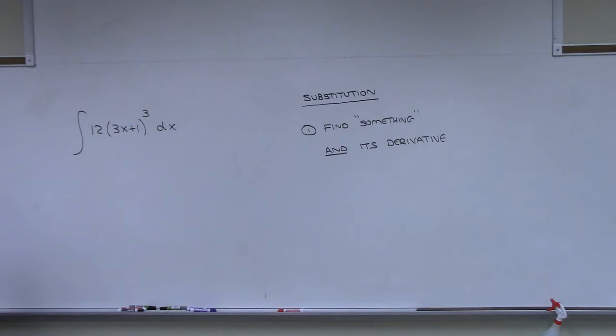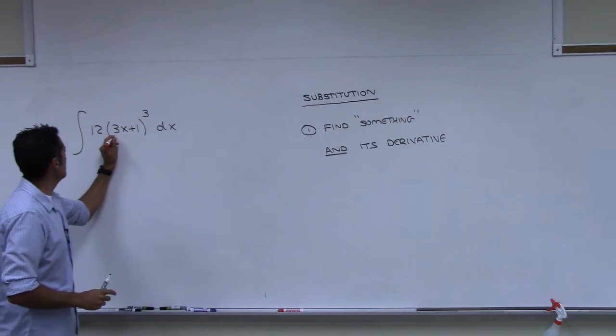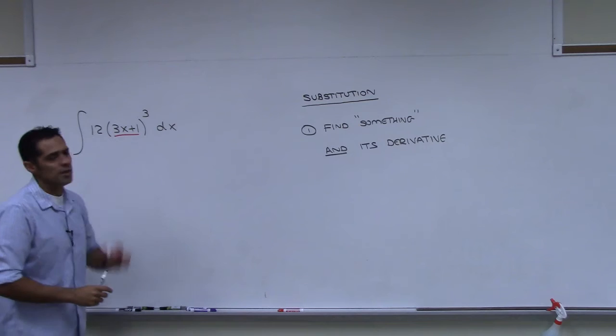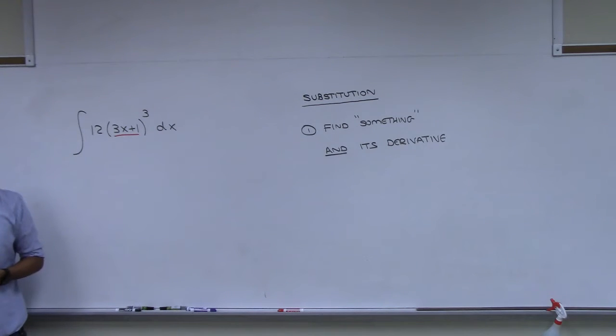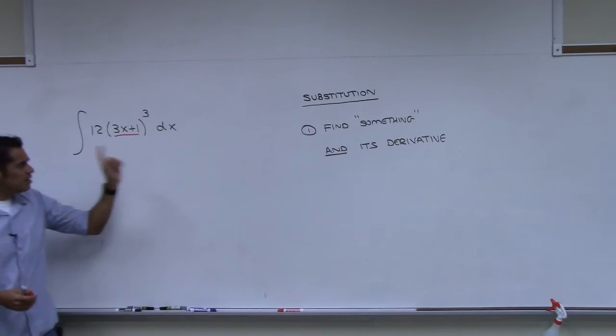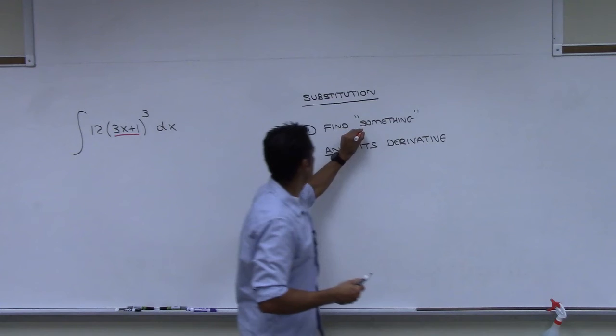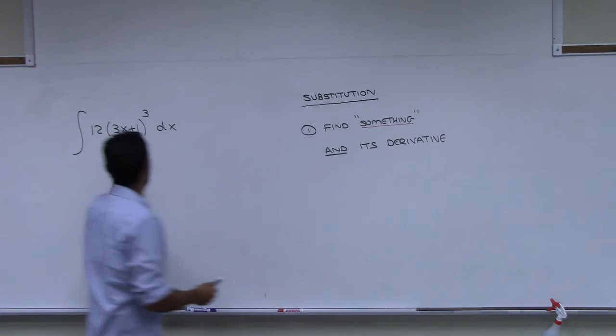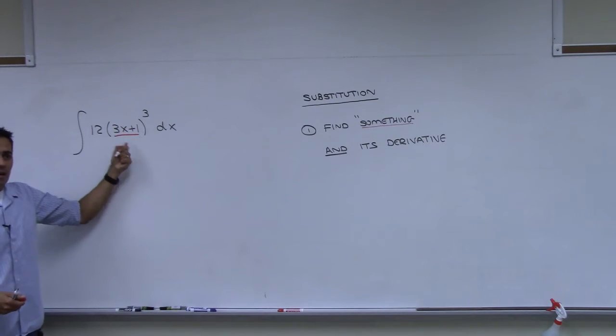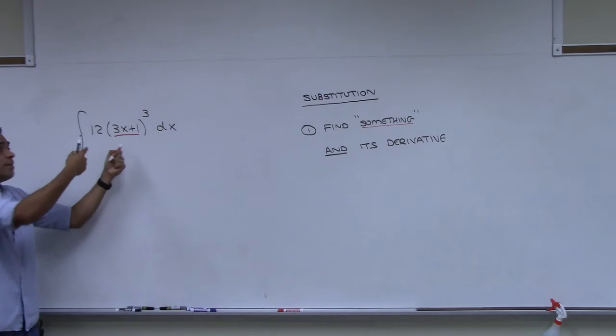Okay, so let me try and start this out. I'm going to try and see if I can find something in here. How about this right here? How about 3x plus 1? You see that right there? What is the derivative of 3x plus 1? 3. So I said to try and find something, right? And the something that I just found is this red piece. I need to also see its derivative in here somewhere.